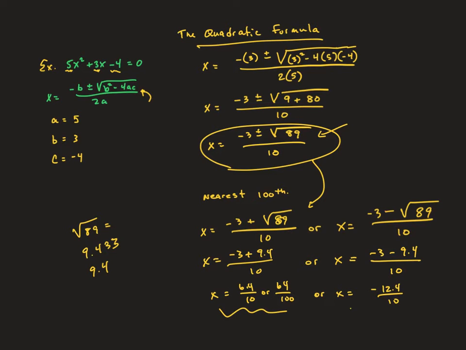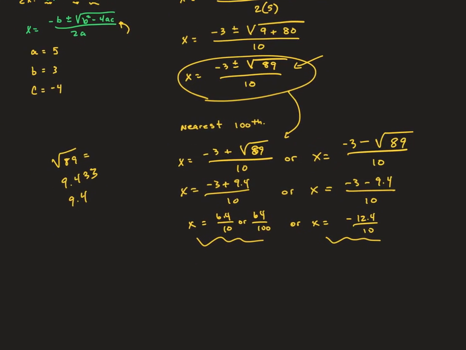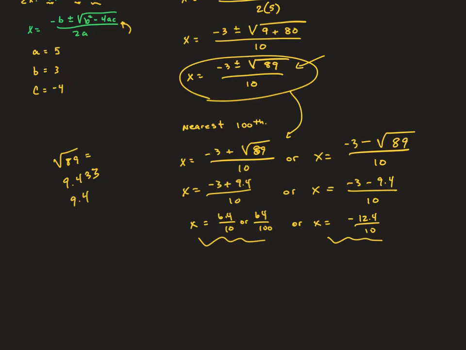So there's my two possible answers. So I was able to go down and figure that one out. Now, if I was to go to the nearest 100th decimal place, I should have just said x is equal to 0.64, and then x is going to be equal to -1.24. So those are my two possible solutions there.